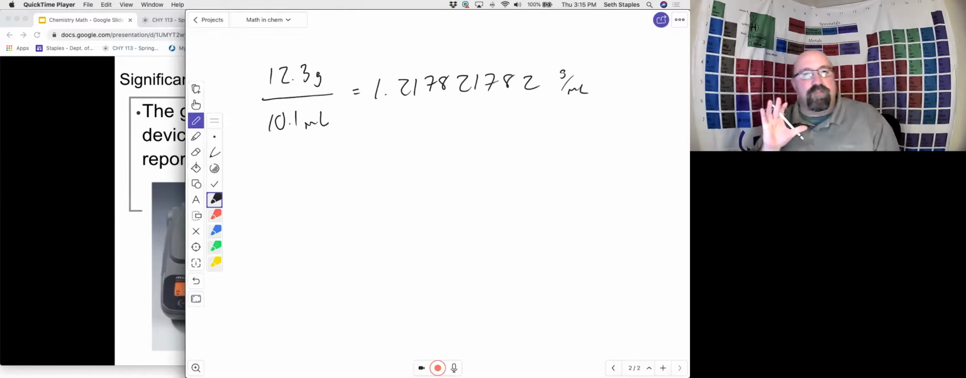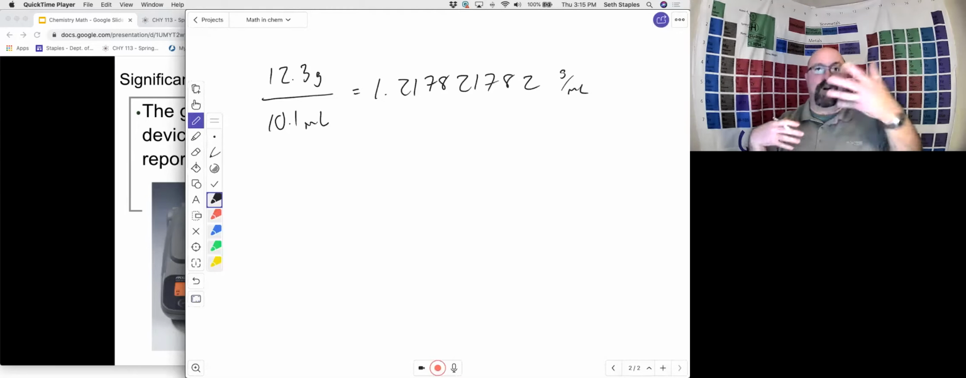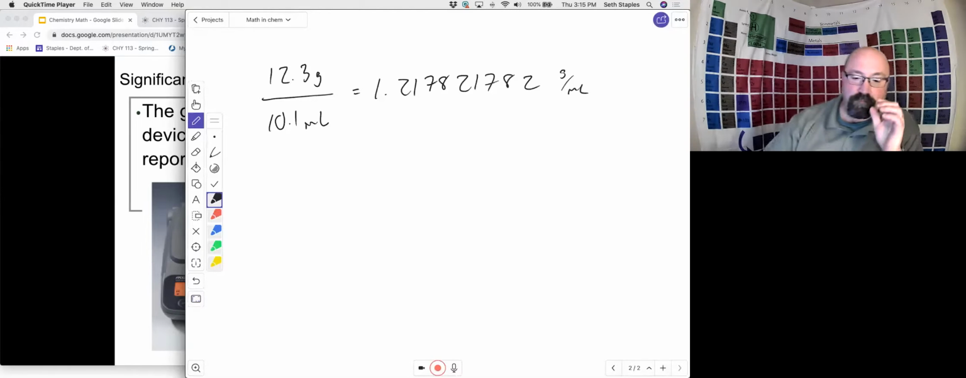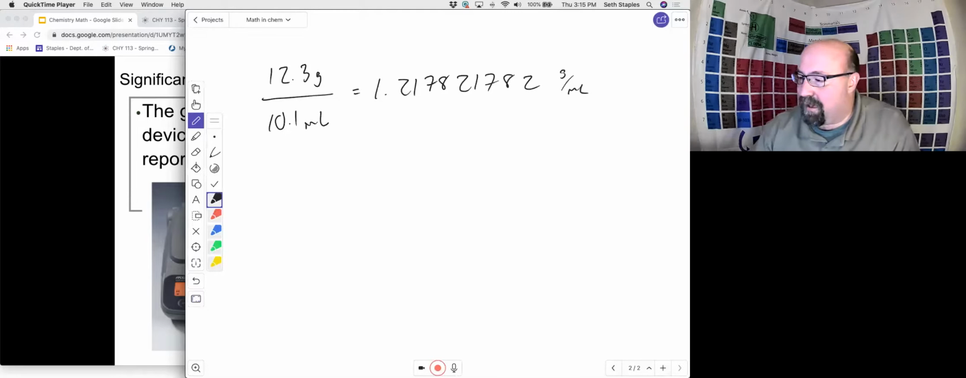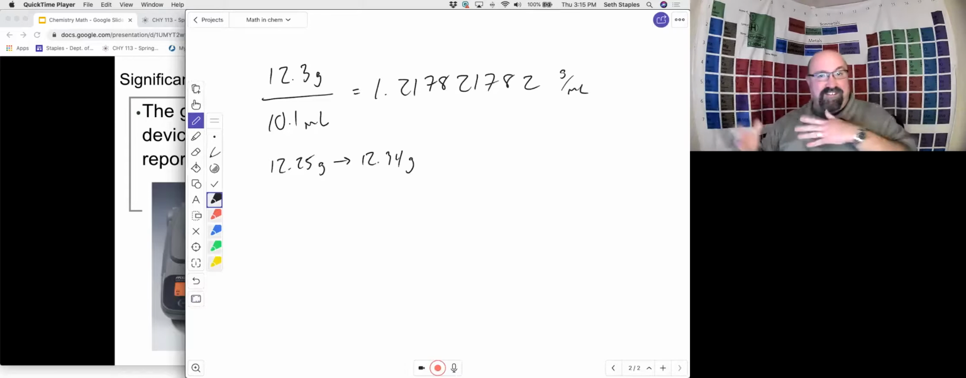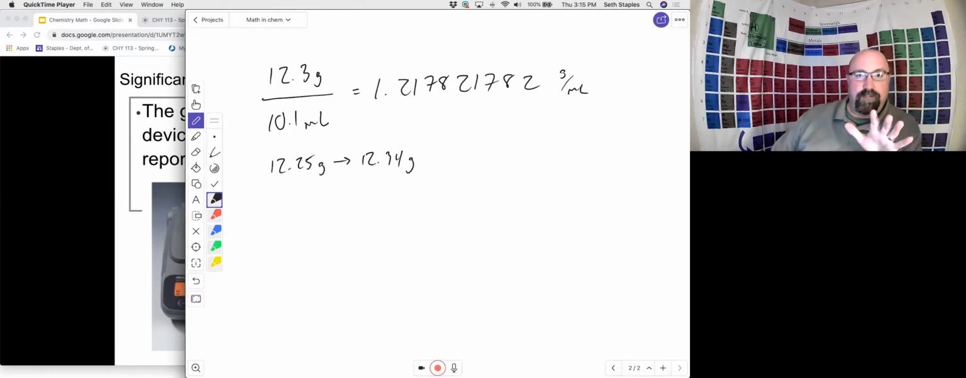But remember that a measurement is only as good as the accuracy of the measuring device. This is a balance. We're not going to worry about the volume for this, but thinking about the volume would even compound the problem I'm about to talk about. If we just consider the mass for a minute, this is a balance that can only measure to the 10th spot. It reported a mass of 12.3 to us, but that means the reality is that this mass was somewhere between 12.25 grams and 12.34 grams. Any mass within that range, this particular balance can only report as 12.3.